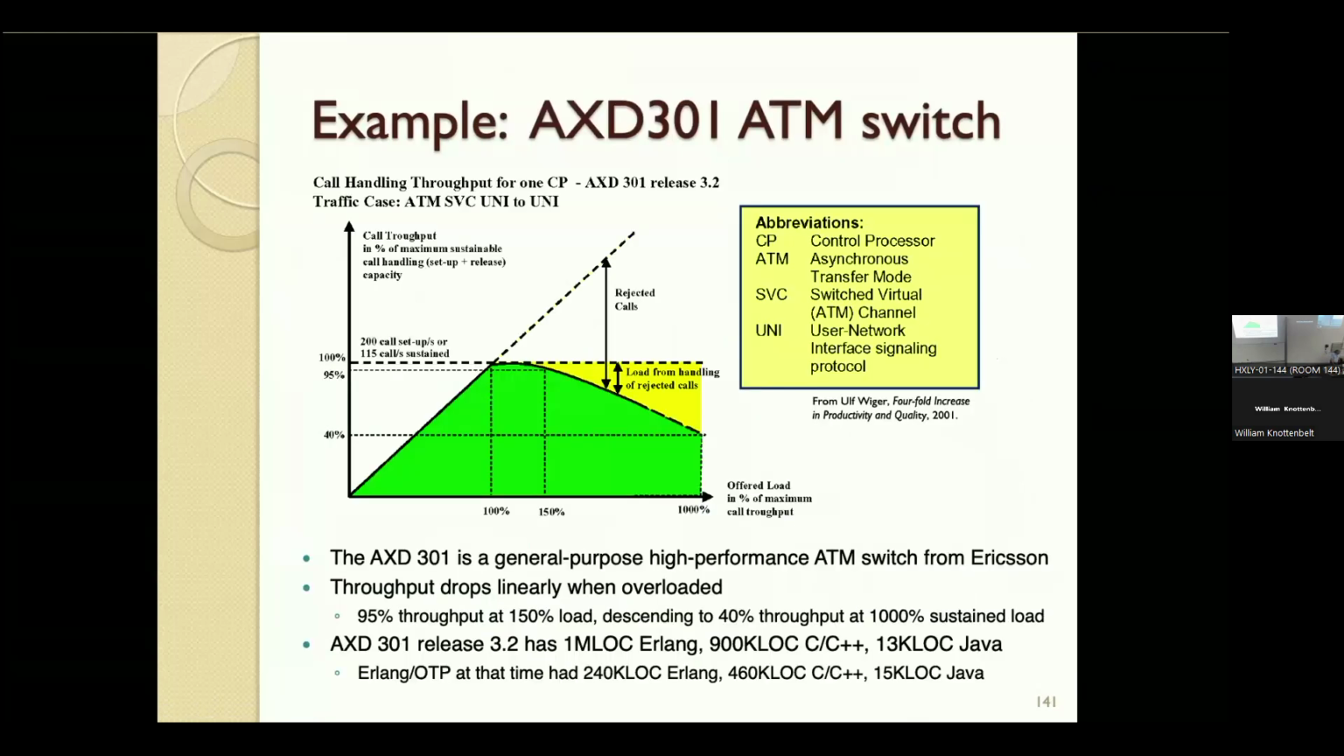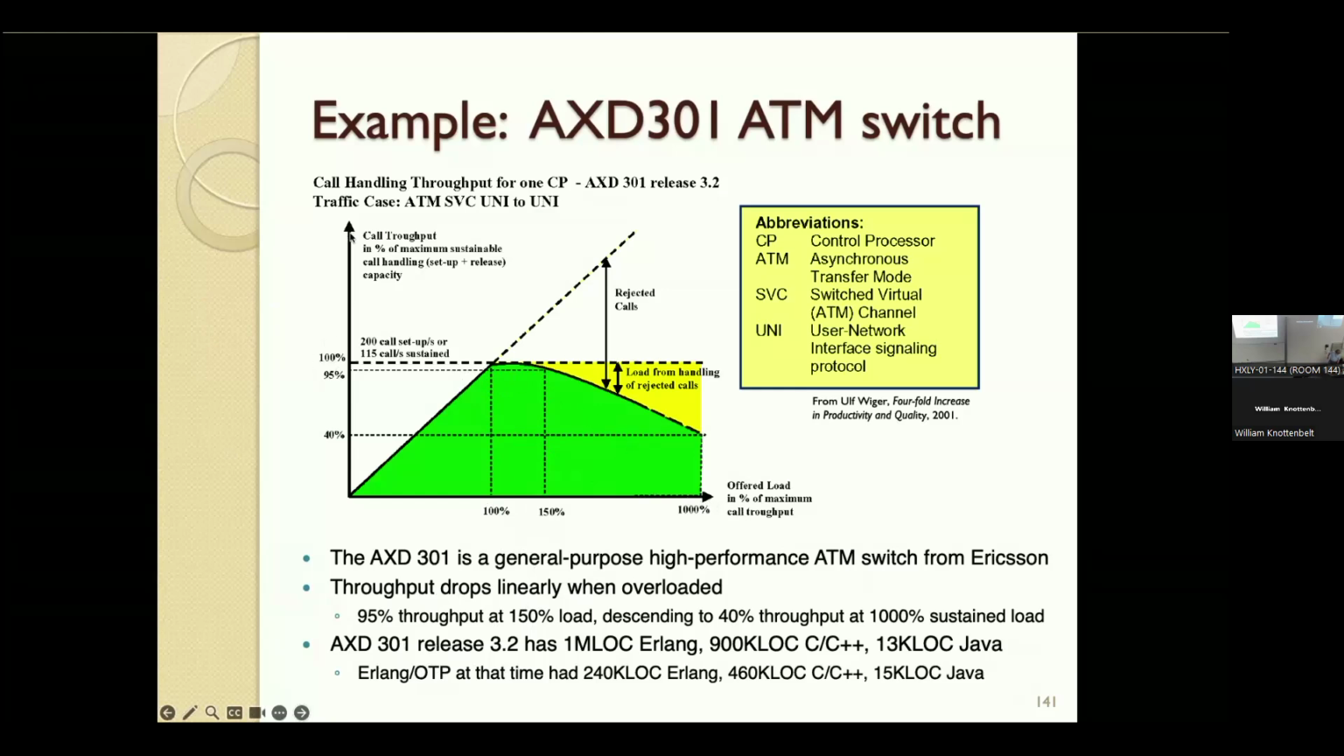An example of an actual system that is published and obeys this, I'm sure there's others, but this is one I have a diagram of, is the Ericsson AXT301 ATM switch, which has its supposed 9/9 reliability, which I'm not sure I believe, but that's what Ericsson says. If you look at the diagram here, the horizontal axis is offered load. At the maximum point you have 100%, and it goes up to 1,000%. So 10 times, so A equals 10.